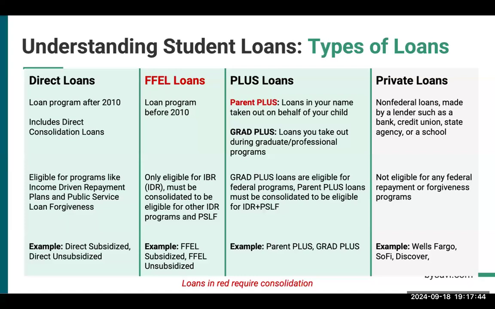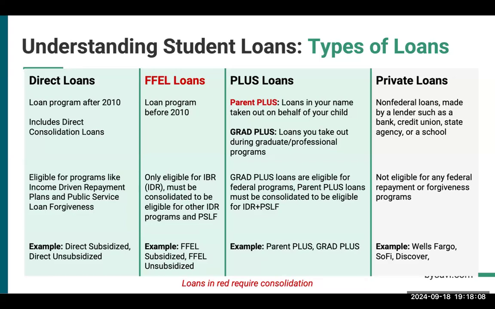They are not eligible for all the programs we're going to talk about here tonight, okay? And in order to become eligible, they need to be consolidated. Now, consolidation is a free federal process by which you are basically taking one loan or multiple loans and creating what's called a new direct consolidation loan. Okay. Doesn't check your credit or anything like that.